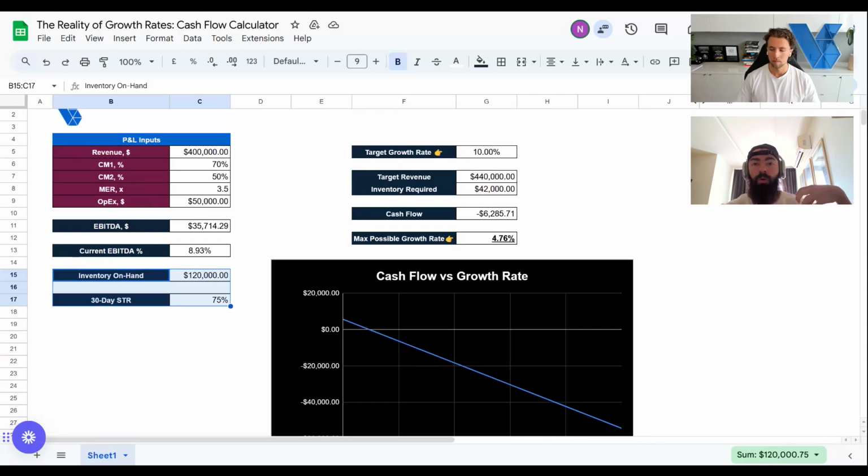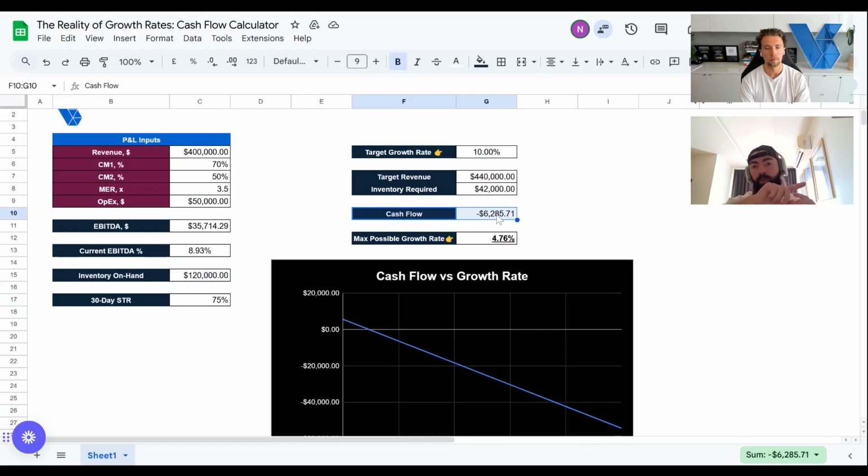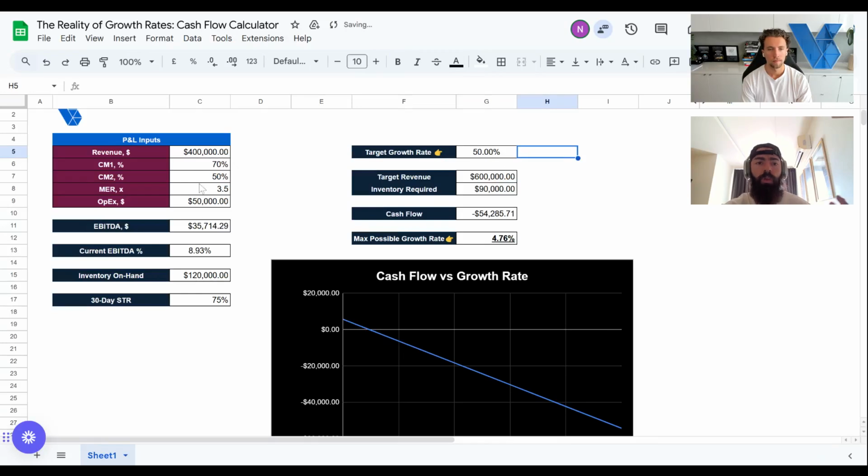And then you borrow the same cash amount that you need to put back in the business and basically purchase the inventory that you require to grow at a certain percentage. So again, let's say we want to grow aggressively, we want to go at 50%. Of course, at this current setup, the business doesn't have it. And that's $54,000 a month that you need, essentially, if your sell-through remains at 75%.